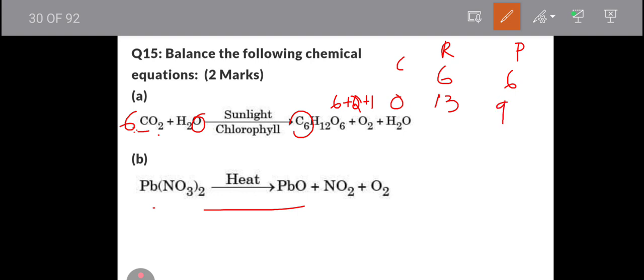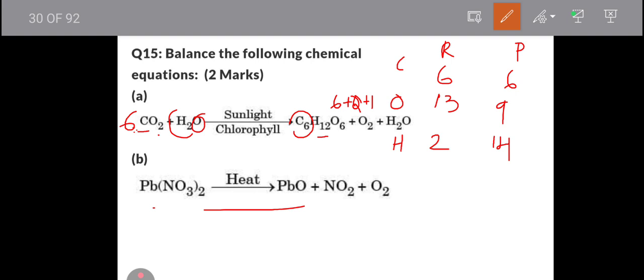Now you just see hydrogen. Okay, hydrogen. So hydrogen, you have 2 hydrogen in the reactant side. In the product side 12 plus 2, you have 14 hydrogen. So now what you have to do, you have to balance this equation. Okay, so carbon part balancing it is done. Now you have to go for balancing oxygen as well as you have to go for balancing hydrogen.